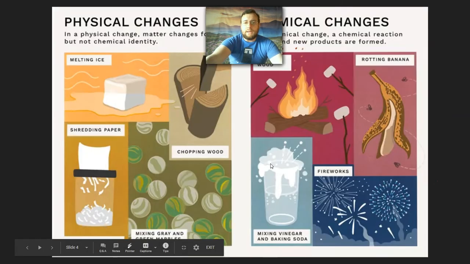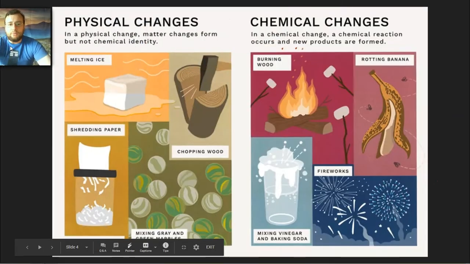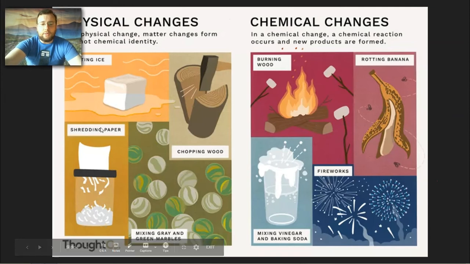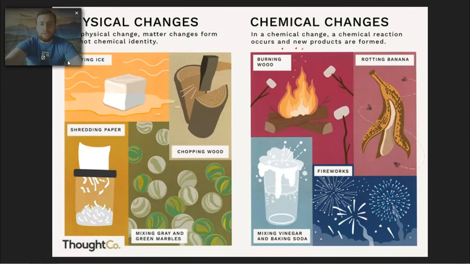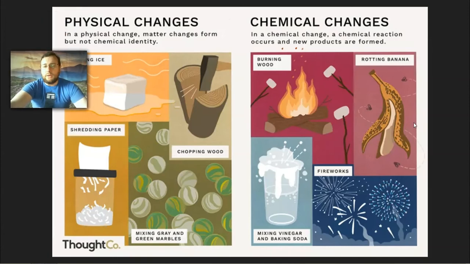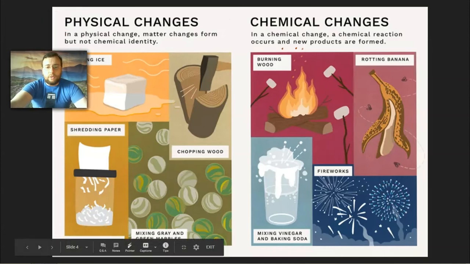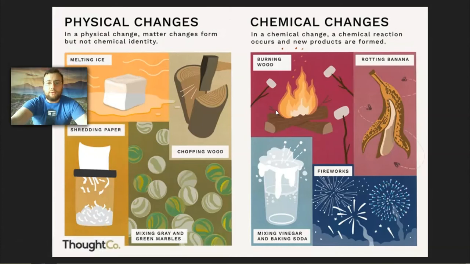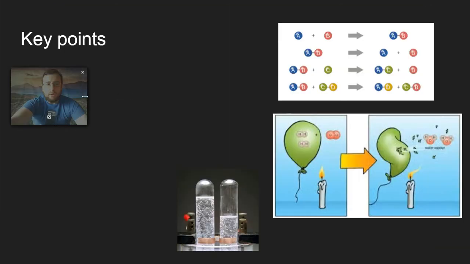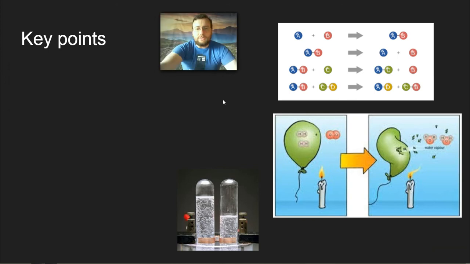So here's some more examples of that, right? So melting ice, shredding paper, chopping wood, mixing things, all of that would be considered a physical change. But if you burn wood or something rots or fireworks, explosions, chemical reactions, baking soda mixed with vinegar, all of those things would be considered chemical change. So there are different kinds of reactions that we have to be able to recognize.